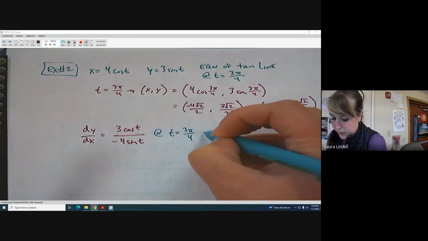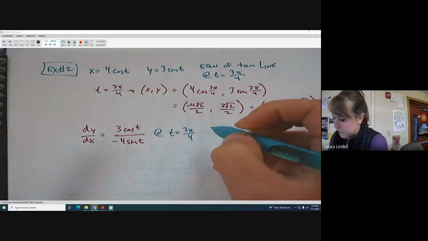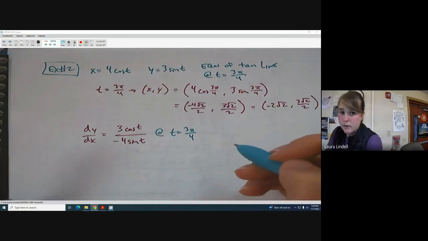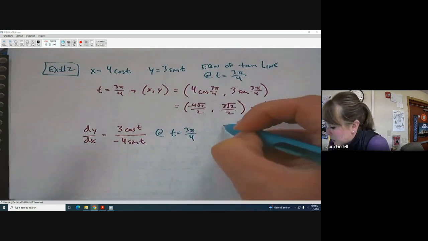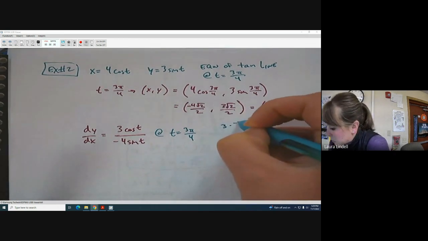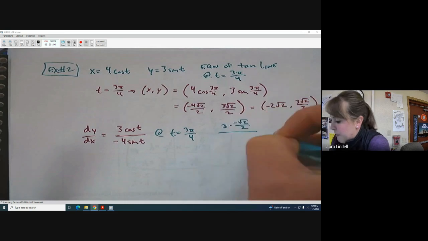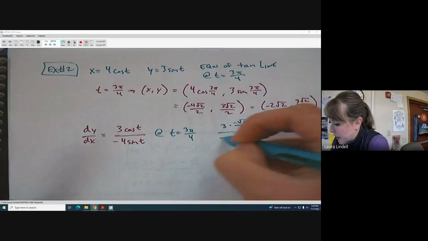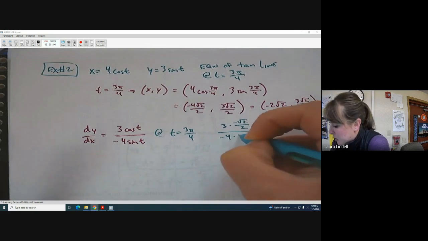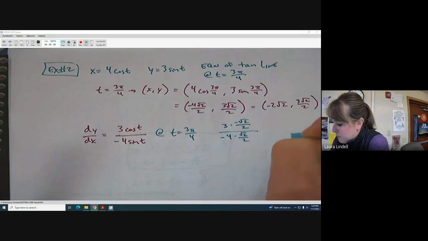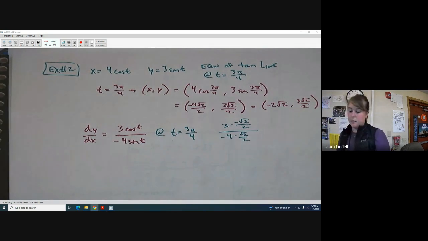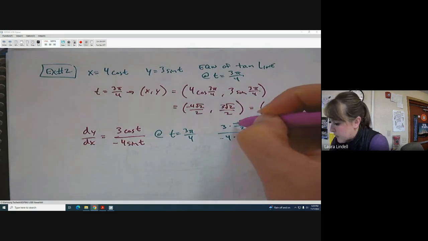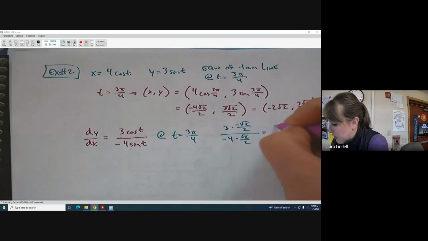So that means that we need to go, let's see, cosine of 3 pi over 4, like we said before, was negative root 2 over 2. So we get 3 times negative root 2 over 2 on the top. On the bottom, we said before sine was root 2 over 2, so we have negative 4 times positive root 2 over 2, which we can just cancel the root 2 over 2s and the negatives, and we just get 3/4.